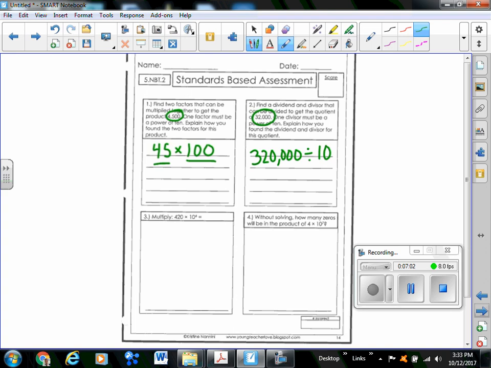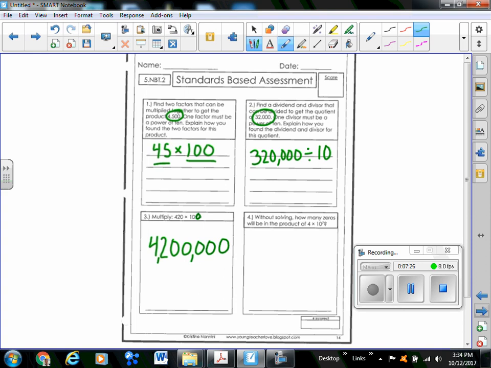Next one, multiply 420 by 10 to the... Ooh, my eyes are really bad on this one. Fourth, I think. So we're going to add 4 zeros. 1, 2, 3, 4, comma, comma.